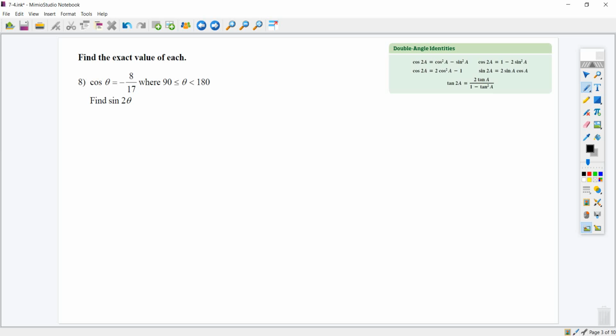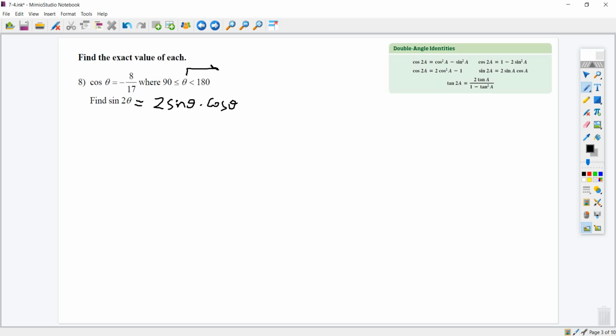But for sine 2a, we have only one option. That's 2 sine a cosine a. And tangent 2a is just 2 tangent a over 1 minus tangent squared a. So we have 3 options for cosine, 1 only for sine, 1 only for tangent. Since the question is asking for sine 2 theta, we can tell this is 2 sine theta cosine theta. So to find this, we need to know sine theta and cosine theta. Luckily, we are given cosine theta, but we need to know sine theta.